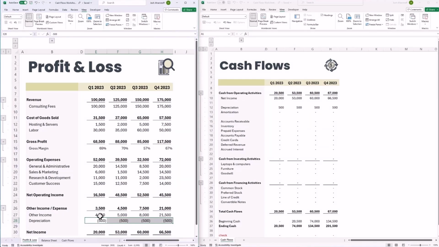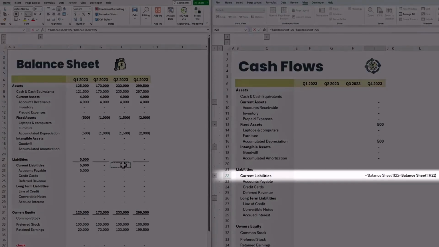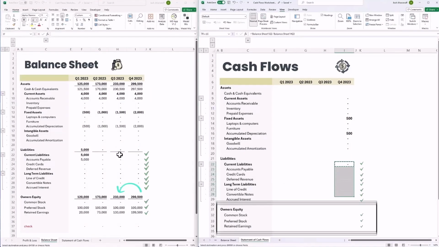Then, take each of your current assets and subtract out last period's value from this period's value. Do the same for your current liabilities, only this time, take this period's value and subtract out last period's value. Now you have your cash from operating activities.